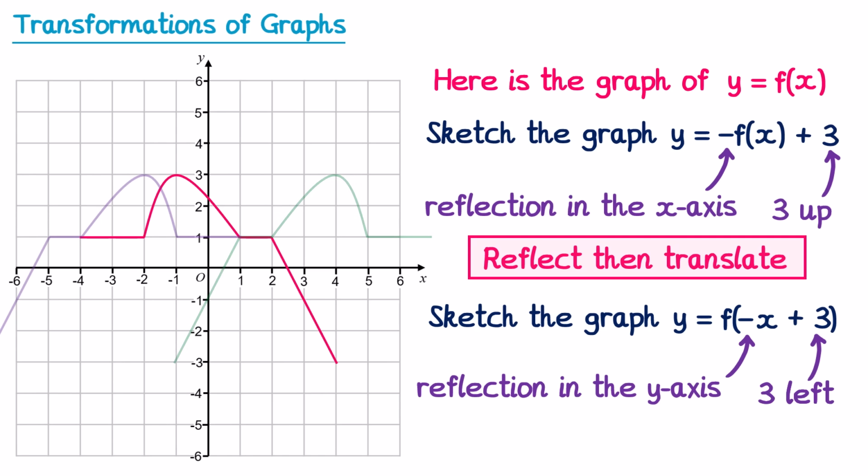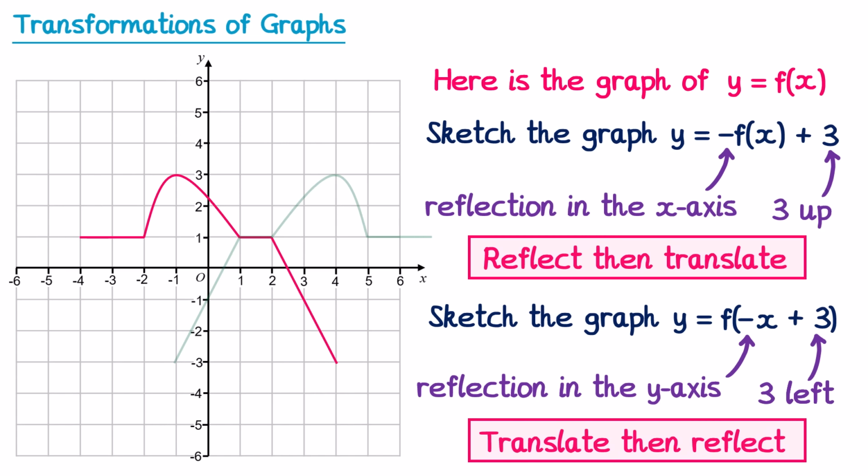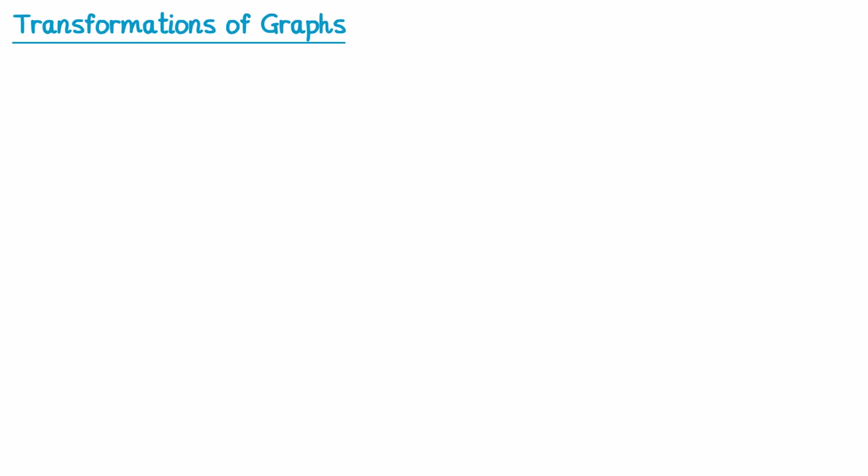So once again, you can see there are two different graphs. This time it's the green graph that's correct. So if we end up with a function like this, we do the translation first, and then we do the reflection second. So translate, then reflect. So in these situations, the order in which you apply the transformations does matter.